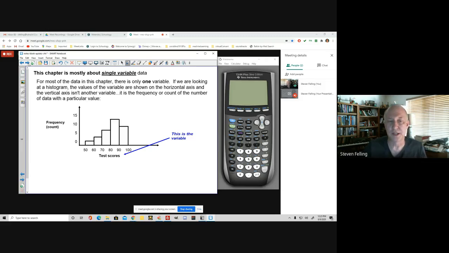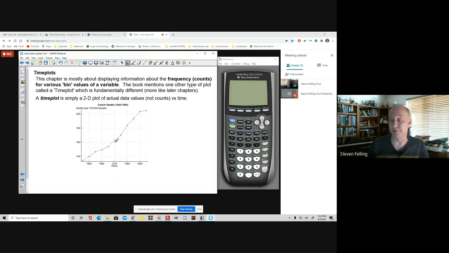Okay, this whole chapter is mostly about single variable data, right? If we're looking at a histogram, the values of the variable on the horizontal axis is the variable. So this is the variable here, right? Like test scores, let's say. Remember, even though this is numbers, this is not a second variable in a histogram. This shows how the data is distributed. What shape does it have in its distribution across the variable? But this is the only thing that's a variable, okay?